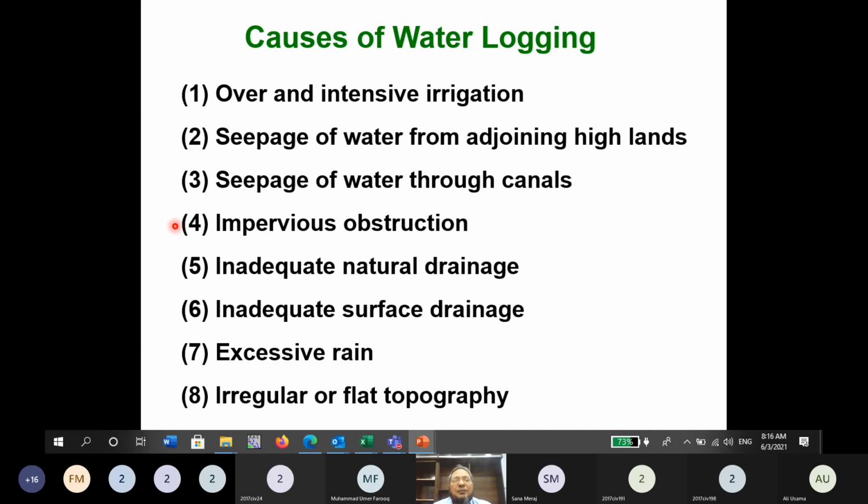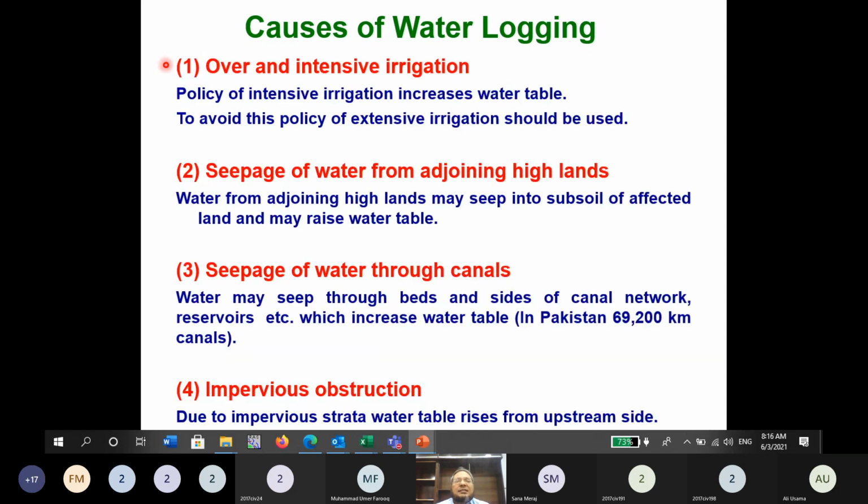And number 4 is the impervious obstruction. And number 5 is inadequate natural drainage. And number 6, inadequate surface drainage. And number 7 is the excessive rainfall. And number 8, irregular or flat topography. So these are being discussed in the next slides. Let us discuss the over and intensive irrigation.